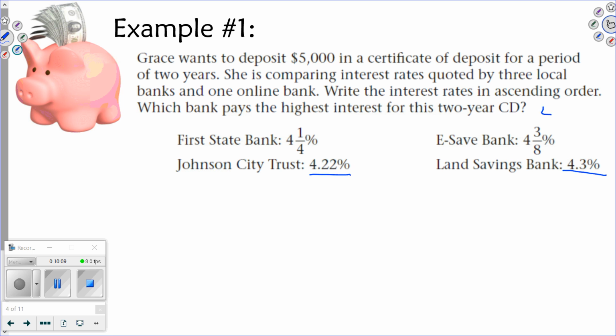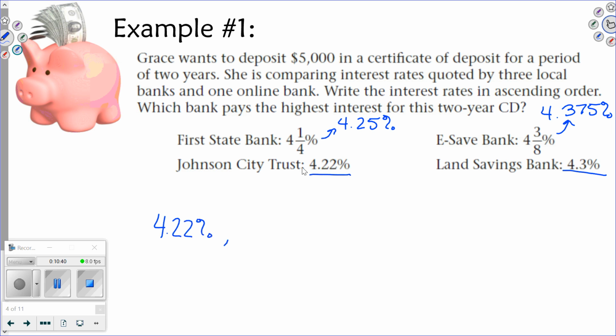So this one's going to be 4 point, what's 3/8? It's .375. So 4.375 is that one. And then that one you probably know, 4.25. So now can you put them in ascending order from lowest to highest? What's the lowest? 4.22 is the lowest. So 4.22.